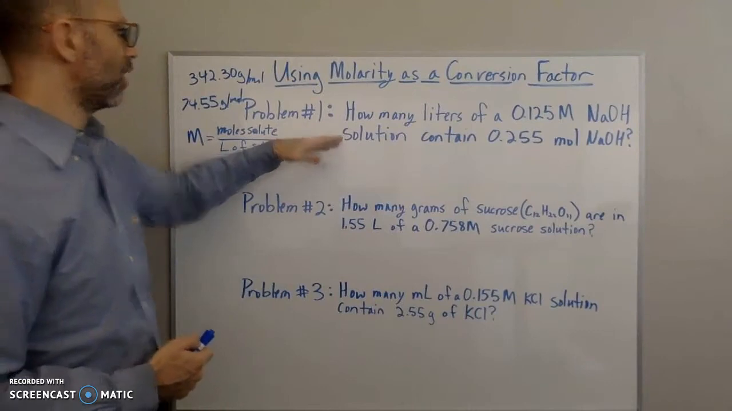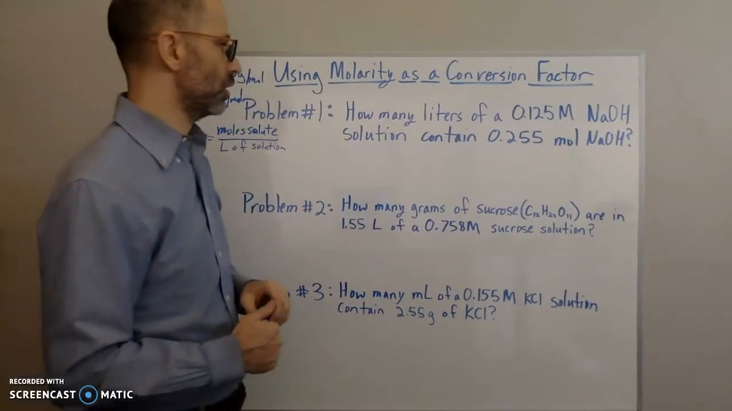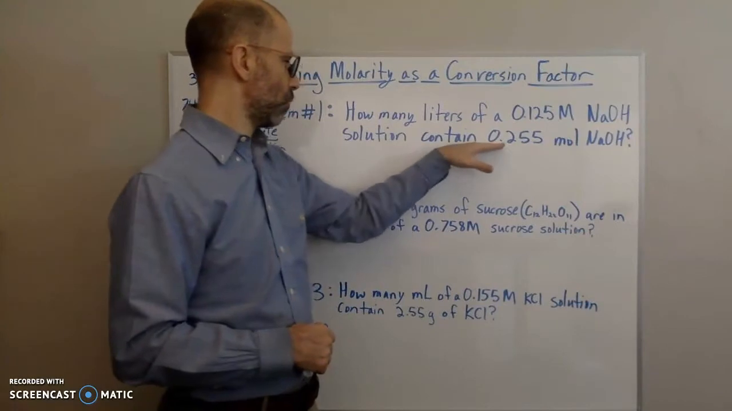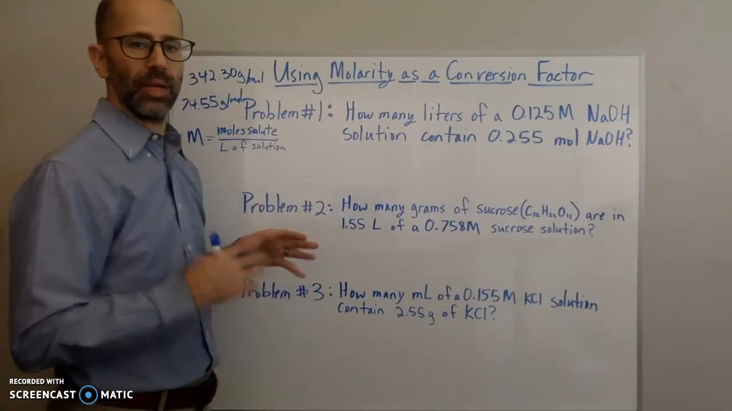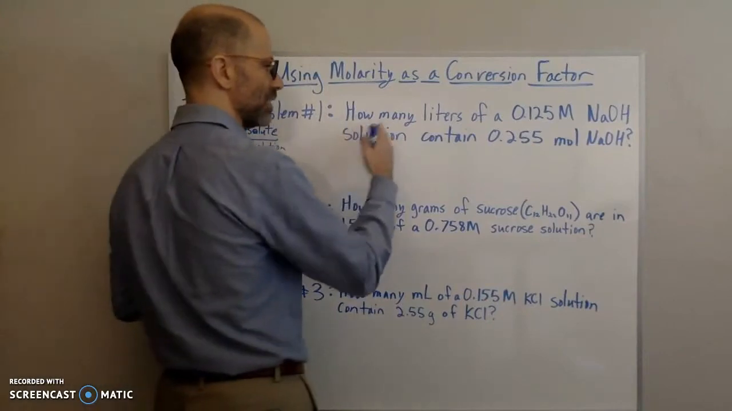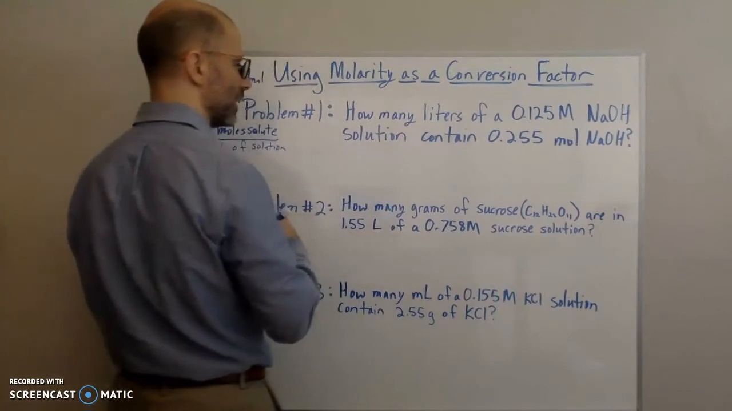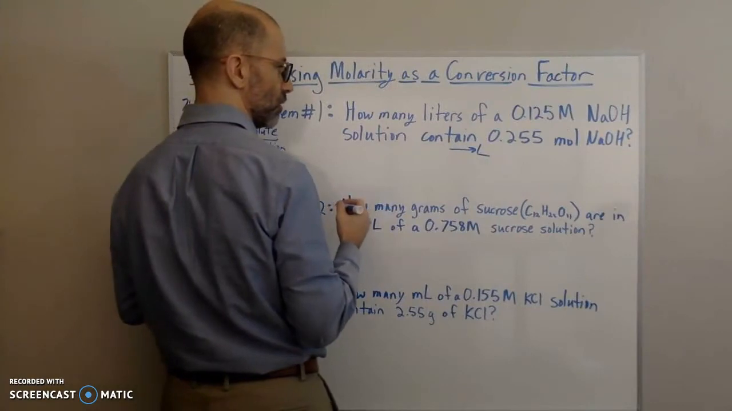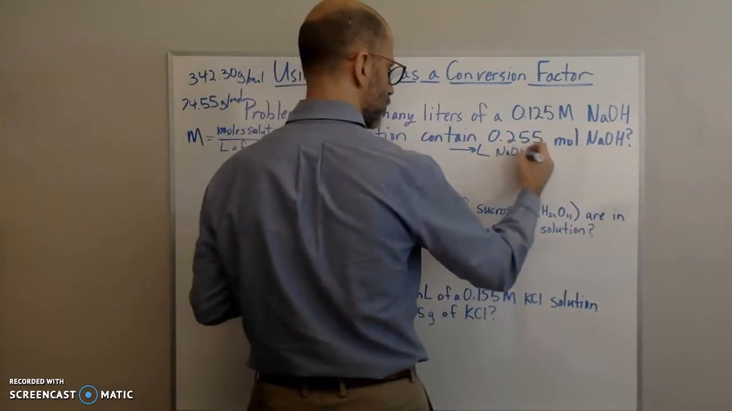So in problem number one, how many liters of a 0.125 molar solution of NaOH contains 0.255 moles of NaOH? So remember, in the question, they tell you where to end and where to begin. So at the beginning of the question is the ending of your calculation. So how many liters? So we need to get to liters of our NaOH solution.